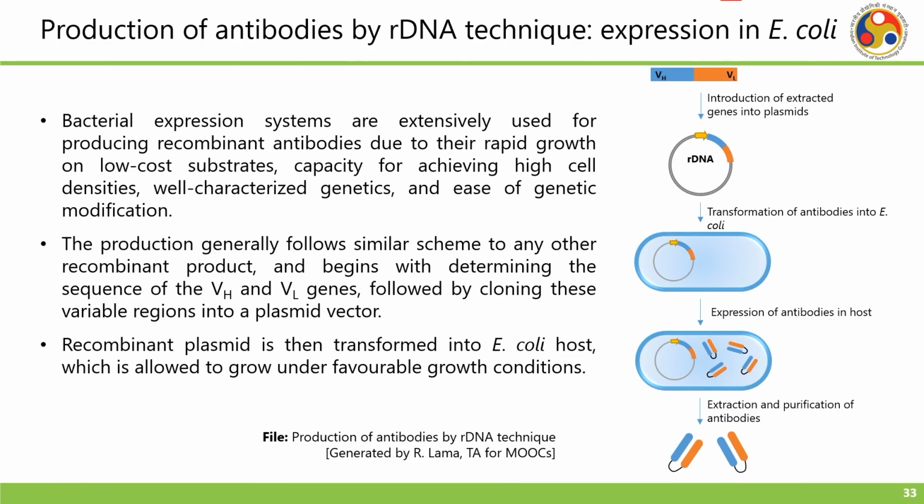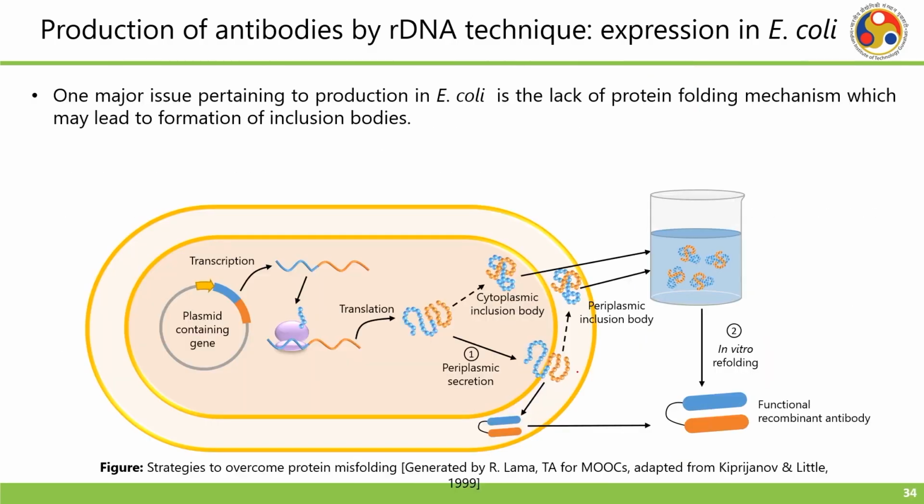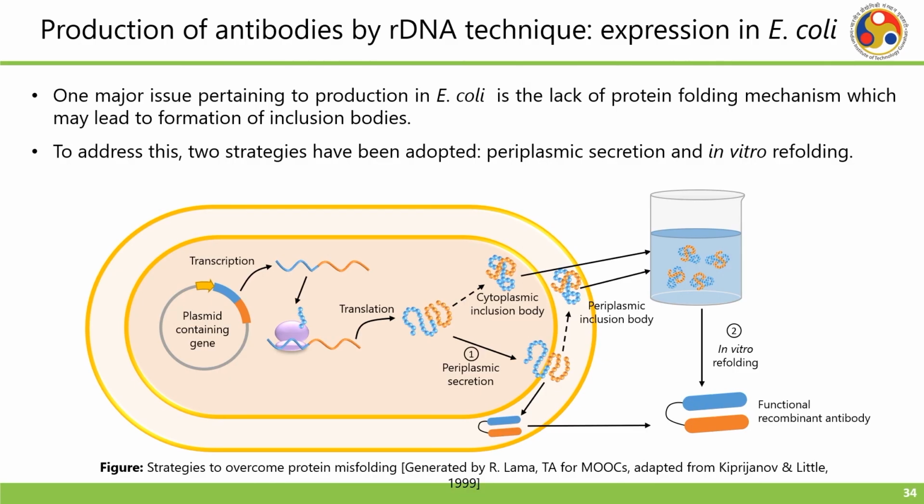After transformation, we grow them under favorable growth conditions. One of the major issues pertaining to production in E. coli is the lack of protein folding mechanisms, which may lead to formation of inclusion bodies. To address this, two strategies have been adopted: periplasmic secretion and in vitro refolding.